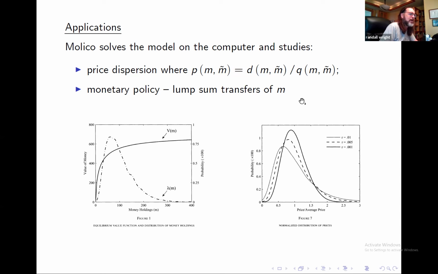And he also talks about monetary policy. Lump sum transfers of M turn out to be a good idea in this class of models. It's the idea we talked about before. You can run out of money or run low on money, if not literally run out. If you always spend half your money, you're never going to hit 0, but you're going to end up with such a low value of money holdings, you can't buy very much.